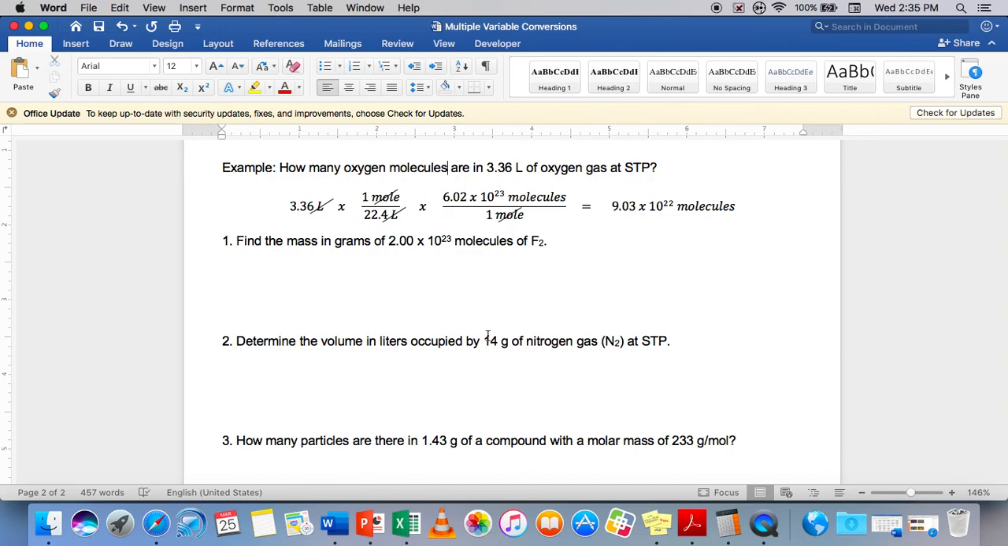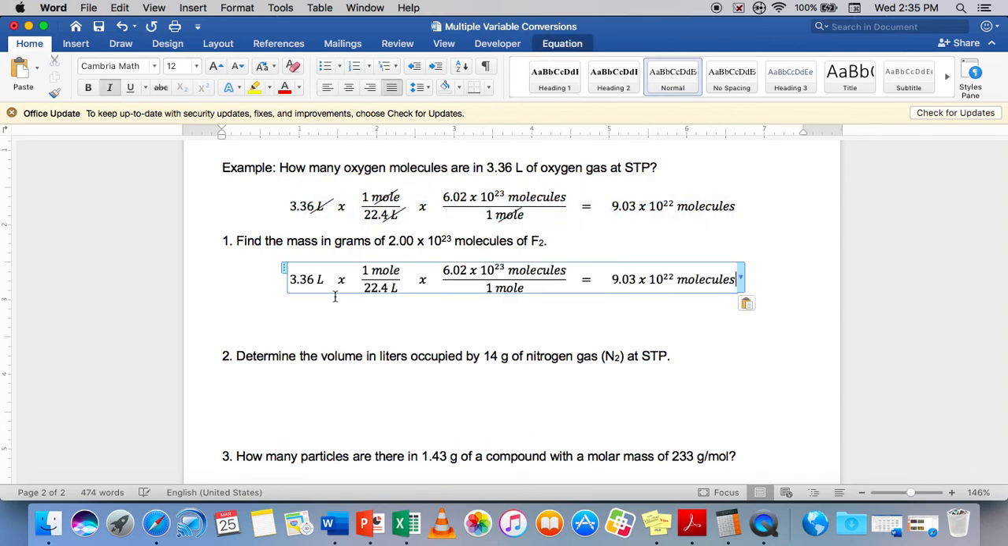What am I starting with? Well, I'm starting with 2.00 times 10 to the 23rd molecules. Okay, I know I'm going to have to do 2 conversion factors. So, like before, I'm going to start off by copying this here, and then we'll just do a little copy pasting to get our answers.